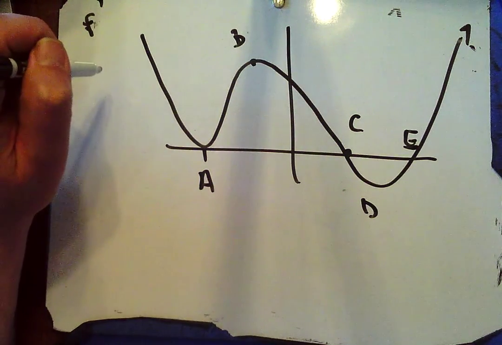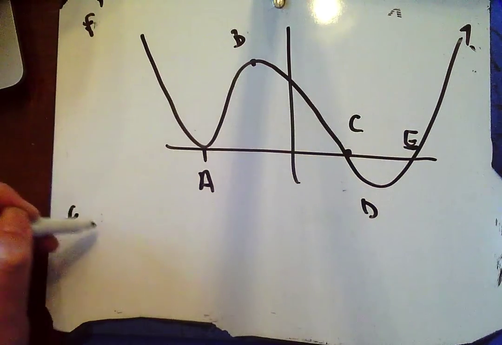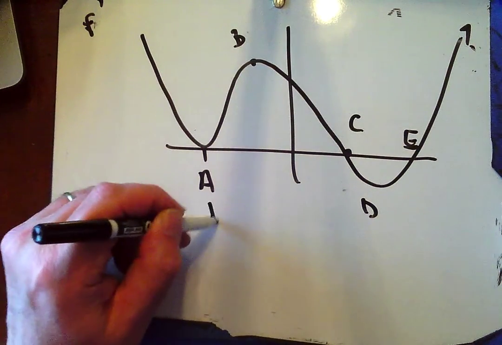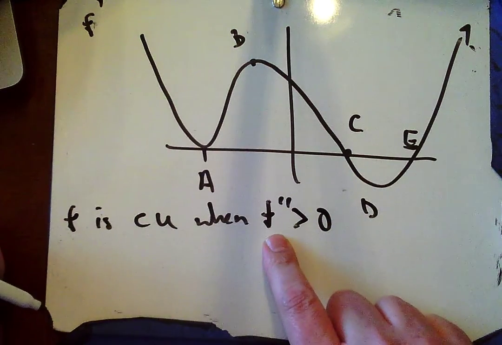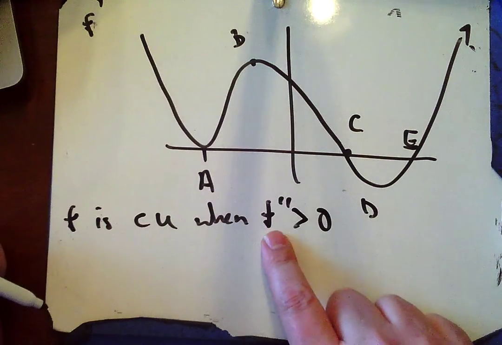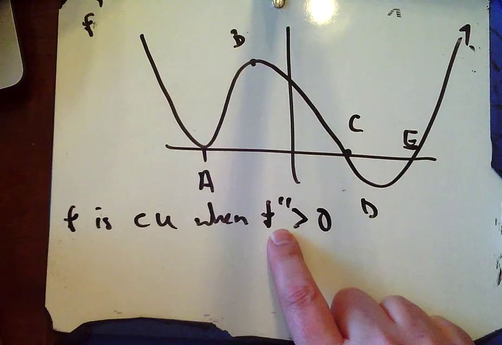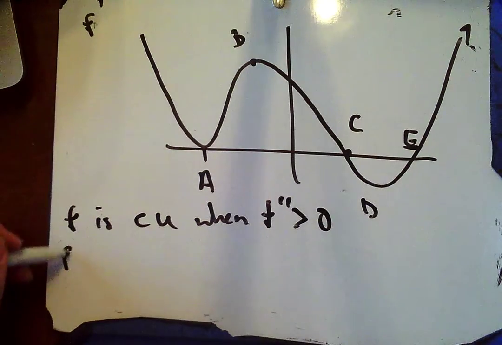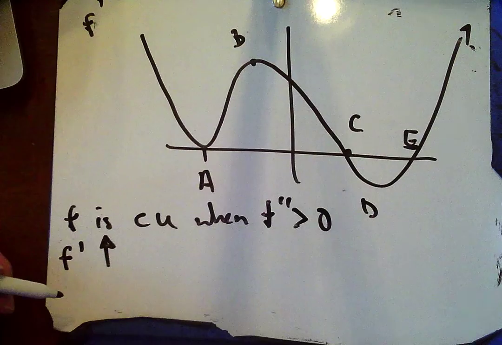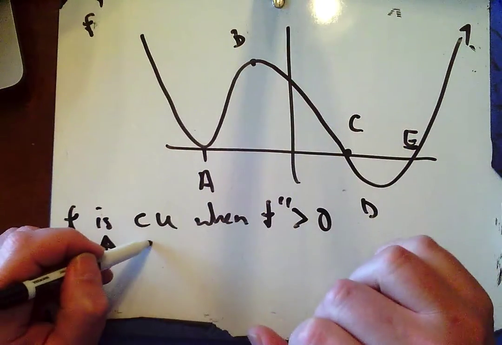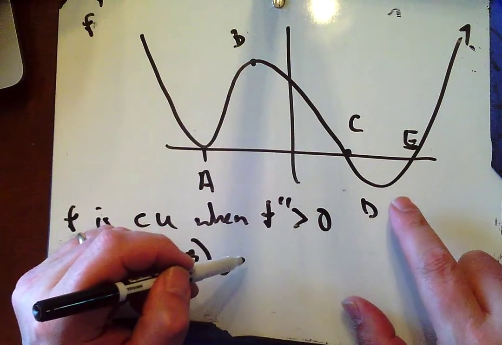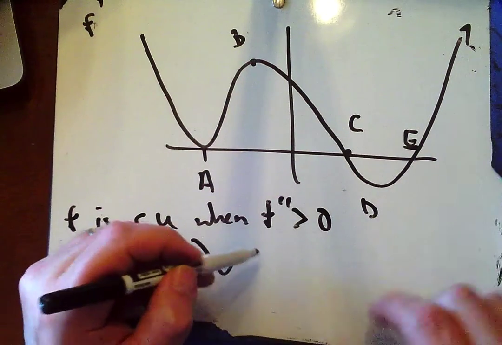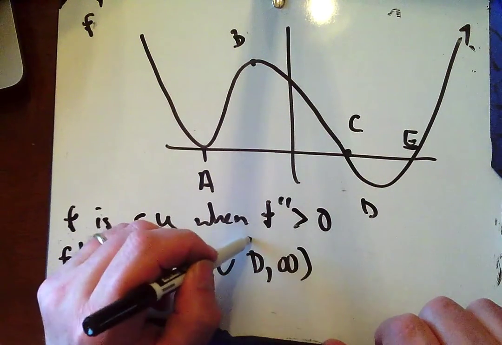Okay, when is f concave up? Well, f is concave up when f double prime is greater than 0. And since f double prime represents the slopes on f prime, in order for the slopes to be greater than 0, then the slopes have to be positive, which means f prime is increasing. And that's happening here on A to B, union here, and on D to infinity. Okay.